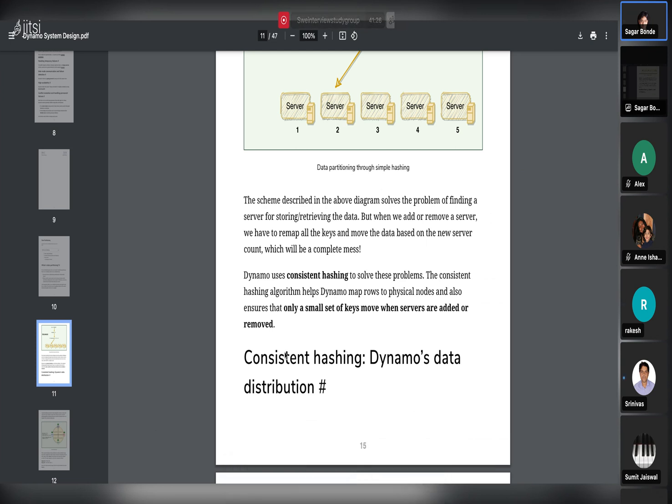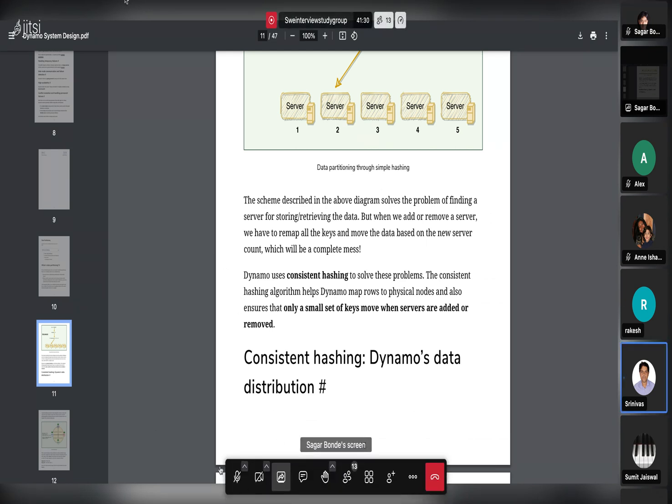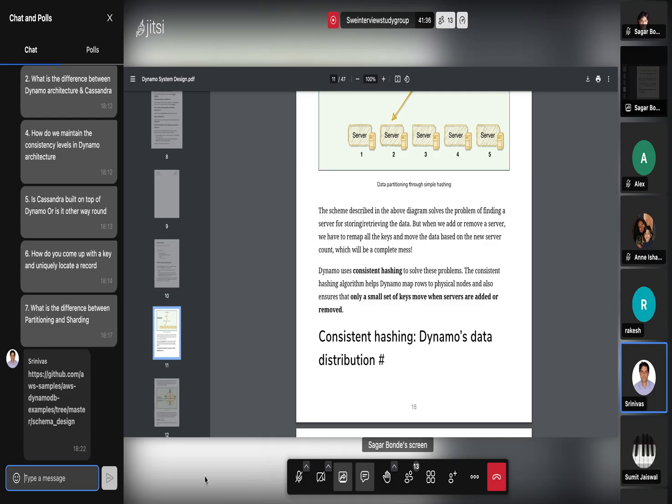Okay, sir. And also this one, Sumit: your first question is a very valid question. At the end of today or tomorrow, we should be able to answer, right? Because the whole hash algorithm will change when a new server is added. That means keys should be remapped.